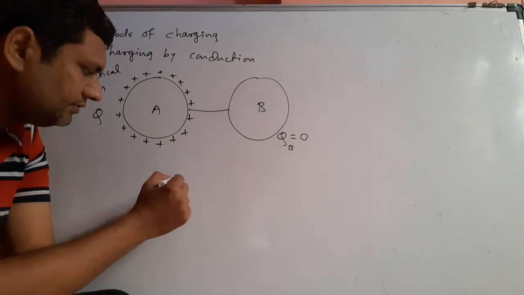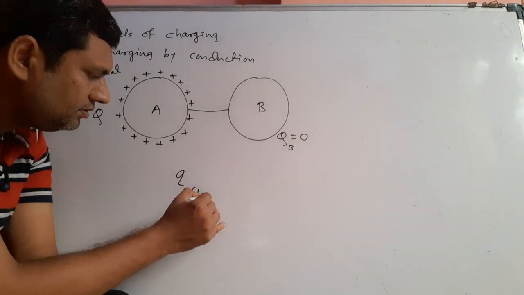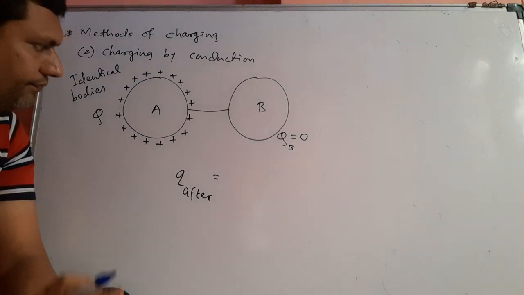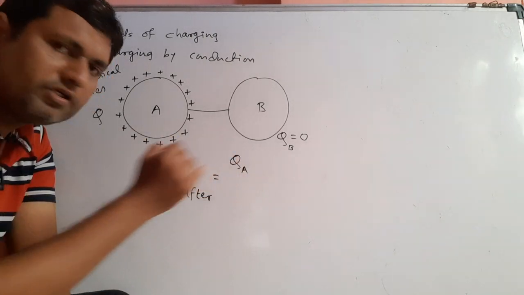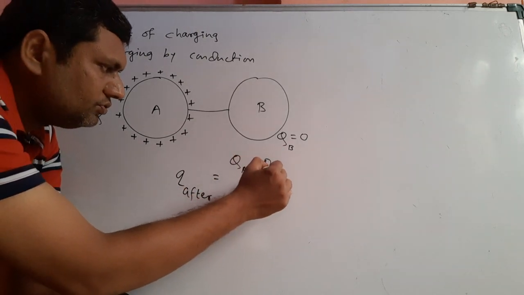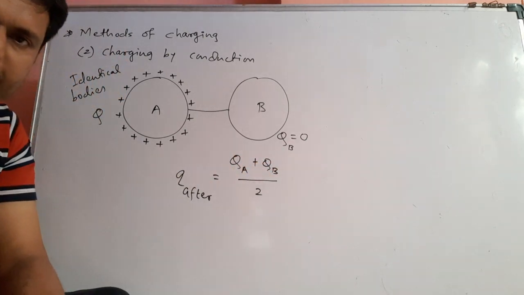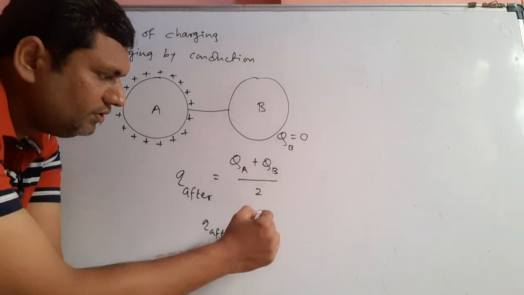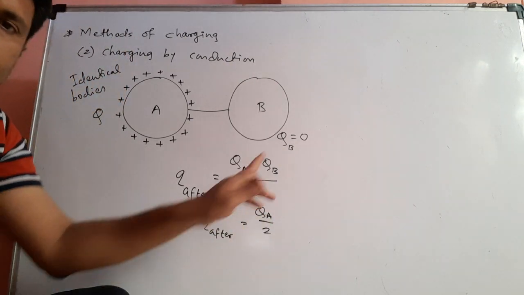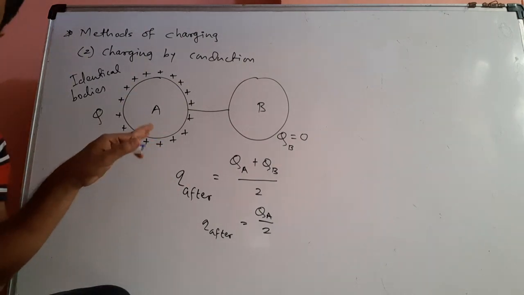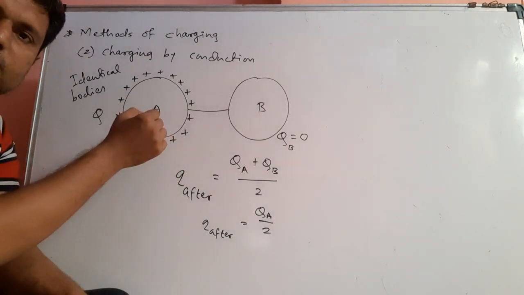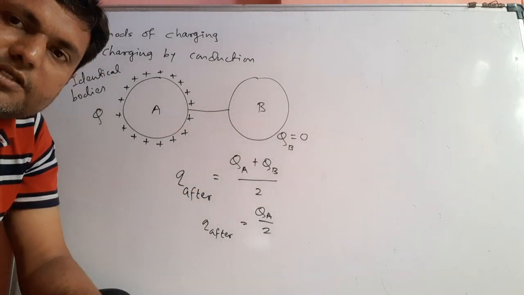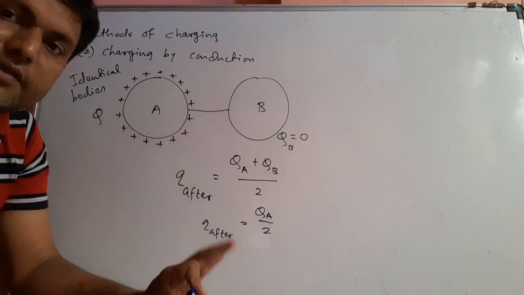Now, after charging, for the charge on them there is a very simple formula. We can remember it like this: charge on the first body plus charge on the second body, divided by 2. So the charge after this charging will be QA by 2, because QB is 0. So after charging, ready, charge on this will be QA by 2 and here QA by 2. So charge on them will be the same, and both will be positively charged.